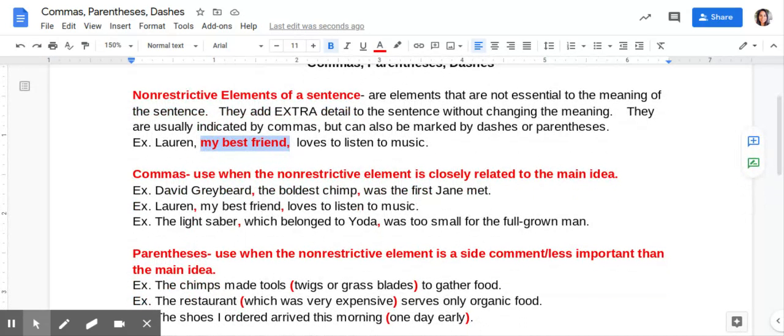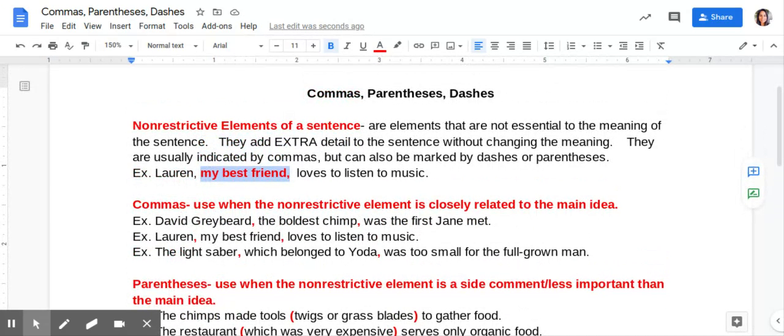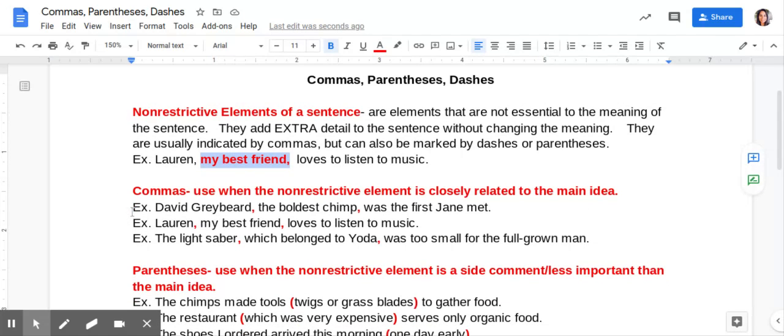So now let's look at what commas, parentheses, and dashes are. When we're using commas, parentheses, or dashes, we're going to be putting those around the non-restrictive element, the extra detail. So when we use commas, you're going to use them when the non-restrictive element is closely related to the main idea. So let's look at a couple examples.